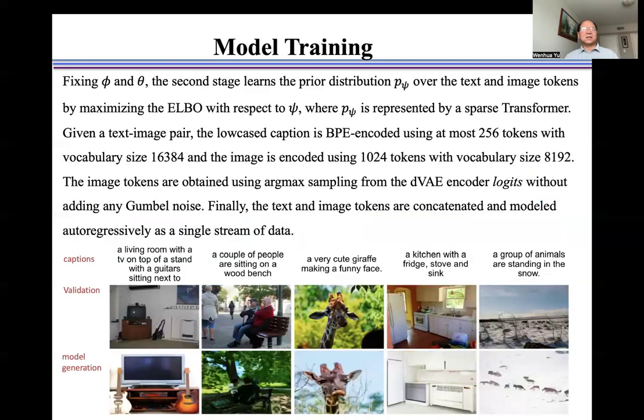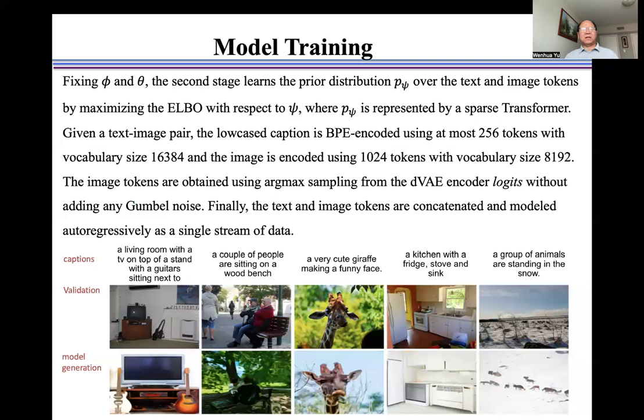Fixing phi and theta, the second stage learns the prior distribution P psi over the text and image tokens by maximizing the evidence lower bound with respect to psi, where psi is represented by a sparse transformer.